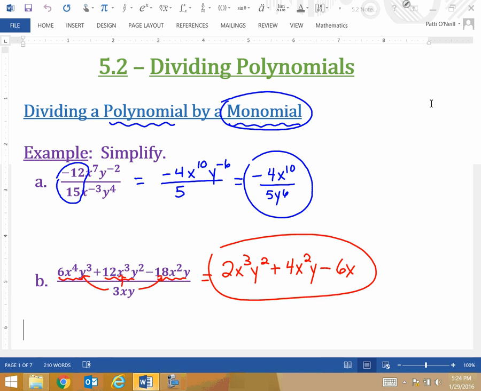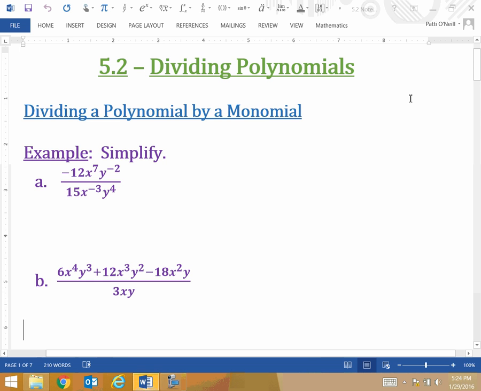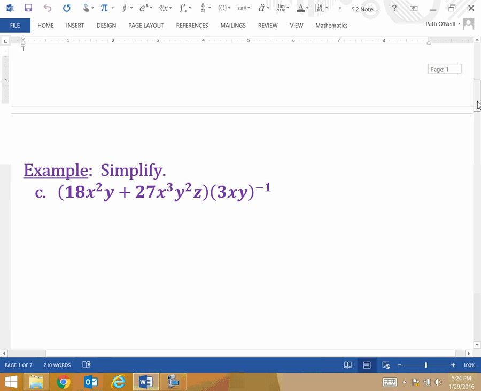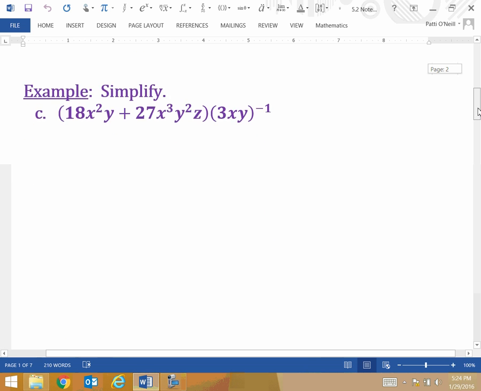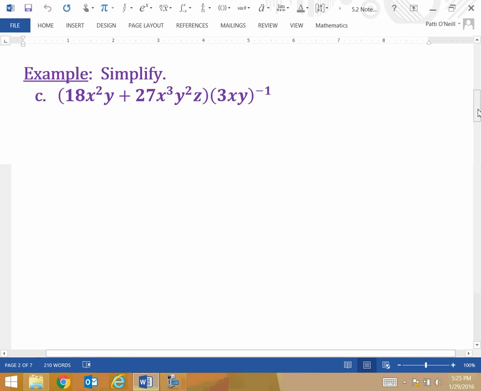So if you have any questions on that, we can definitely tackle those when I see you in class next time. Now, the next type, not that it's going to be really different, it's just going to be presented to you in a different way. This is presented, it says simplify 18x squared y plus 27x cubed y squared z multiplied by the quantity of 3xy to the negative 1st.